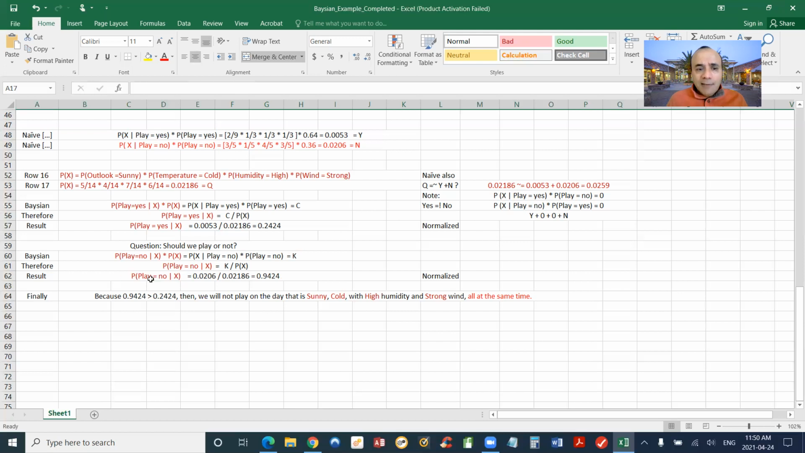Now, if you take a look at this, I'm going to ask you this simple puzzle. With all of the calculation in mind, what's the probability X happens and you play? What's the probability X happens and you don't play? The probability X happens and you play is 0.24. The probability of X happening and you don't play is 0.94. 0.94 is bigger than 0.24 and therefore you don't play.